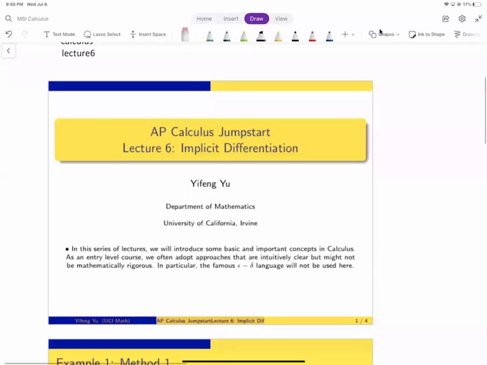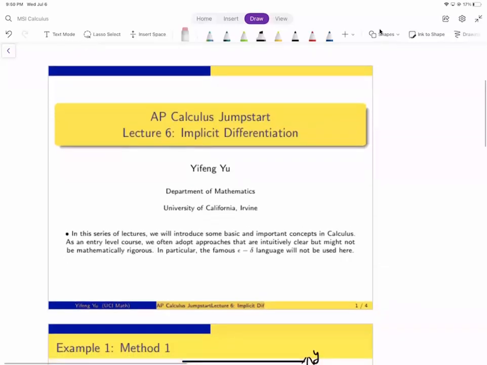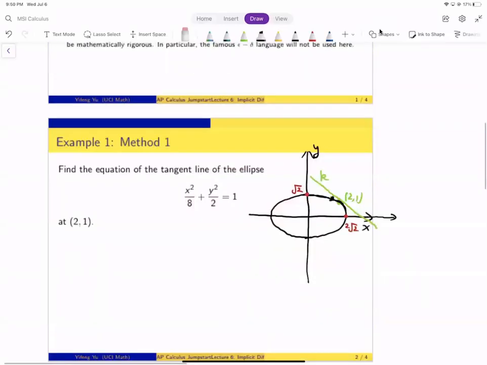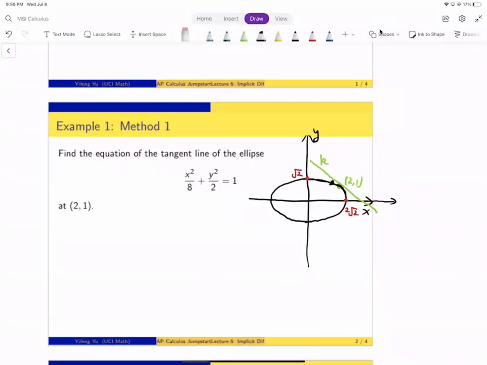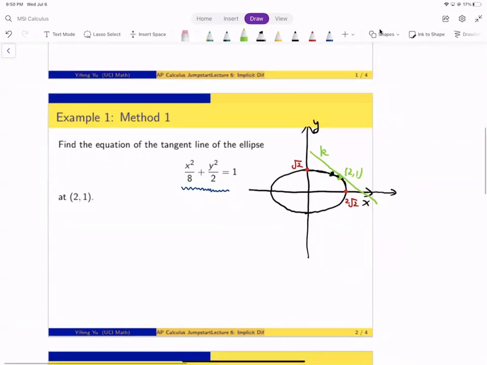Let's look at examples to demonstrate how to do implicit differentiation. Okay, example 1. Here we have an ellipse that's given by the equation x squared over 8 plus y squared equals 1. And what we want to do is find the tangent line that passes through the point (2, 1). Obviously, the point (2, 1) is on the ellipse. Because we already know the point, we need to find the slope. That's all we need to find out.